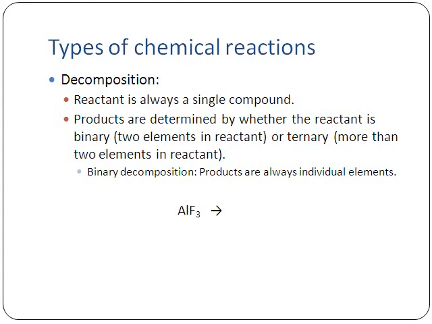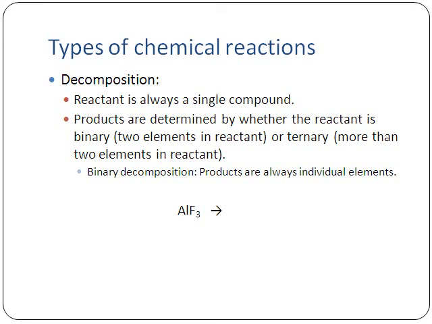Now the products, though, depend on whether the reactant is binary, that is, has 2 elements in it, or whether it's ternary, that is, it has more than 2 elements in that reactant. And so if you look at your predicting reaction products colored sheet, this is sort of on the bottom half of the first page. So we see we break this down into binary decomposition reactions and ternary decomposition reactions.